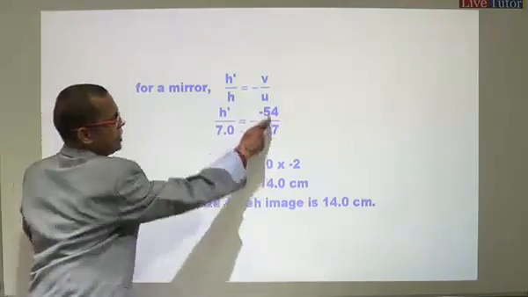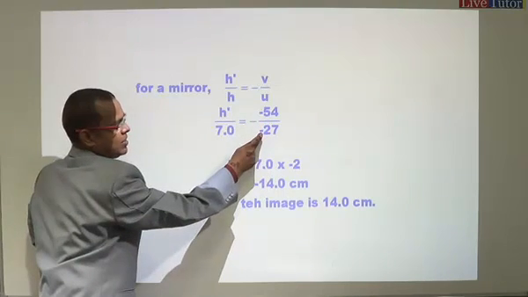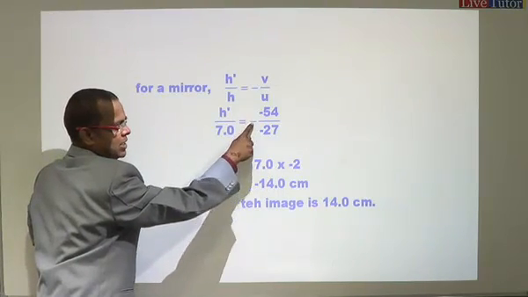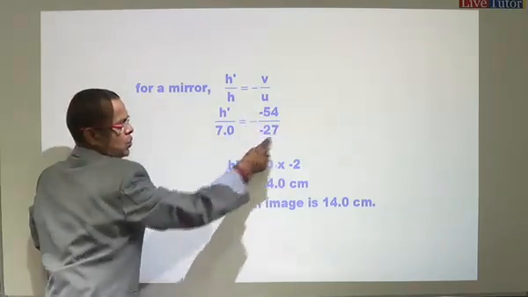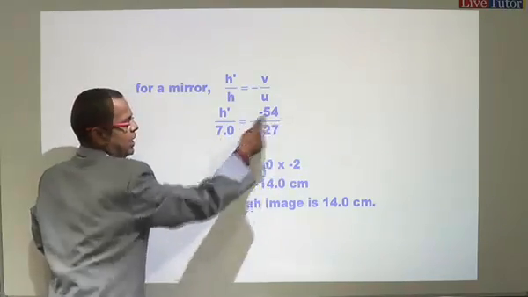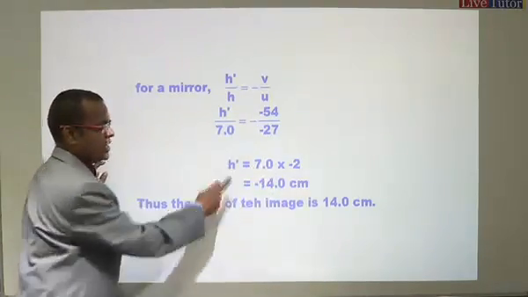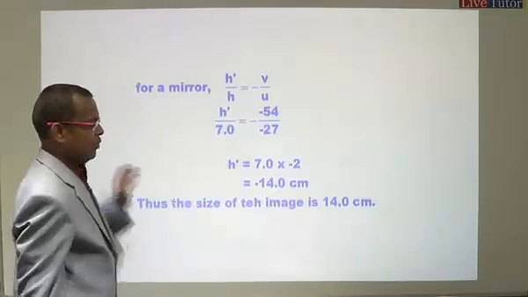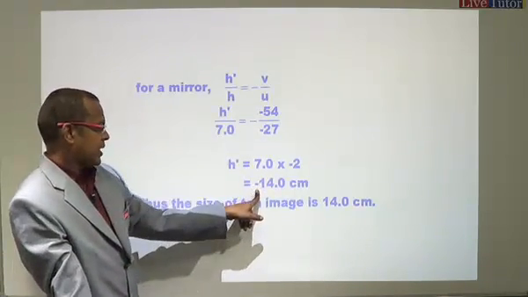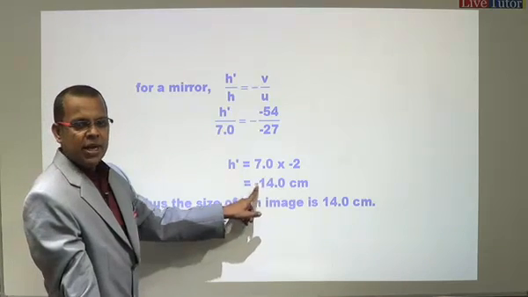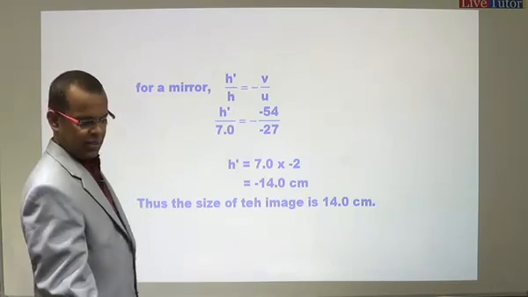Because 54 by 27 is 2, isn't it? Minus into minus will become plus. Already one minus is there, that minus will be there. So it is minus 2. This value is minus 2. And if we take cross multiplication, minus 2 into 7, it is minus 14. So h dash is minus 14. When the height is minus, what do you understand from that?